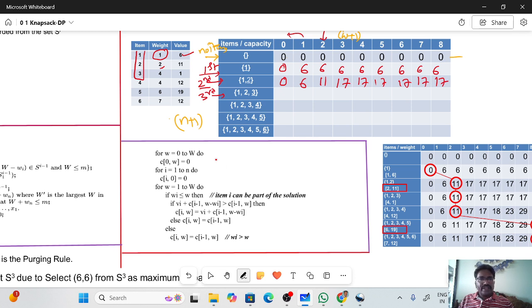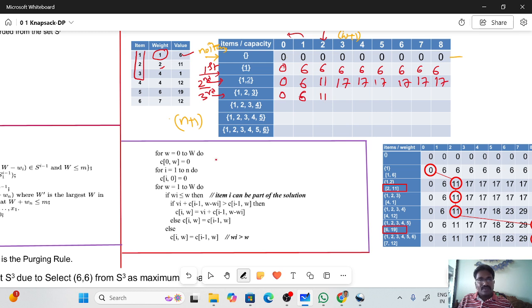What is the minimum weight? 1. So that means it is not possible to place any item: 0. What is the next one? 1. How many items are possible to place? Only 1. What is the profit it gives us? 6. So next one. Knapsack 2. How many items are possible? Only 1, either item 1 or item 2. Item 3 weight is 4, so it is not possible to place item 3. Either item 1 or 2, so the maximum profit is 11.